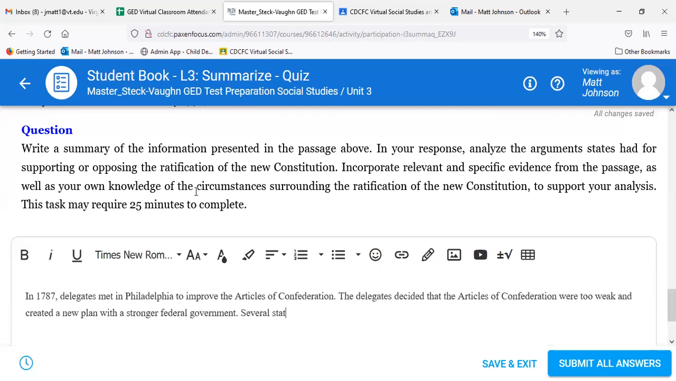Several states refused to ratify the new U.S. Constitution. Since we haven't mentioned it by name, at some point you actually need to mention the name of the document. So the new U.S. Constitution.